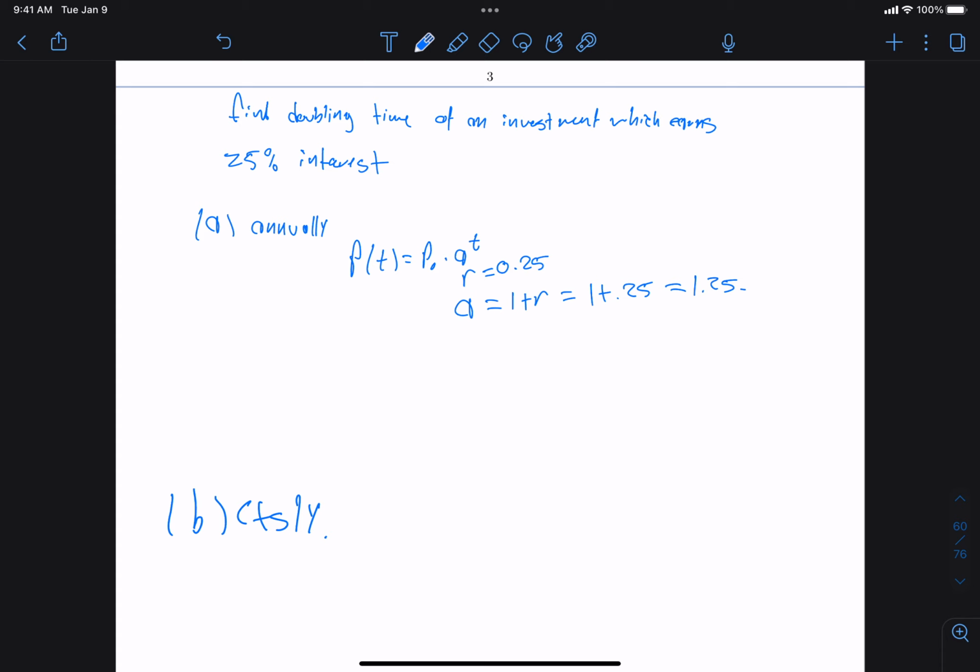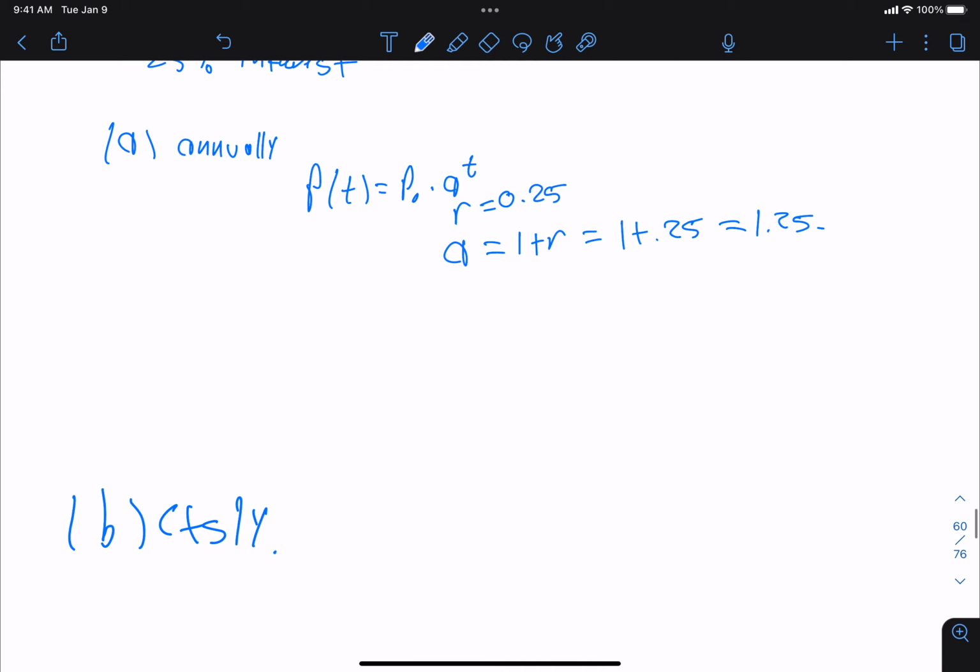You can address this using one of two methods. The first method is to say, I'm just going to leave P naught as P naught, whatever it is, and you're going to see why it's going to cancel later. The second method, if you feel better doing it this way, is to choose an amount of money which you can invest. Say I'm going to put $100 in the bank, and I'm going to see how long it takes for it to become 200. I'm going to do it in general here.